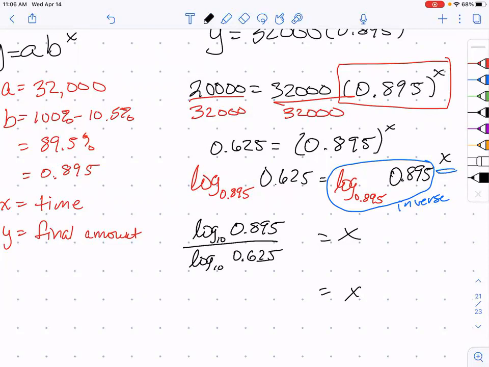Okay, wait a minute. I did this backwards. I did it wrong, didn't I? I wrote it backwards when I did the change of base. I wasn't paying attention. What's wrong with what I have written here? This number, and that's my fault, this number goes on top. I was writing it too fast. And this number, the base, goes on the bottom. So sorry about that. That's why we're getting something that doesn't make sense. So it's the 0.625 on top and the 0.895 on the bottom. If we calculate that, that should make more sense.